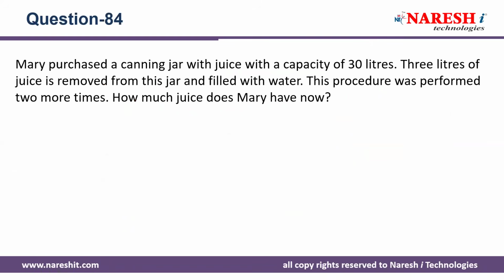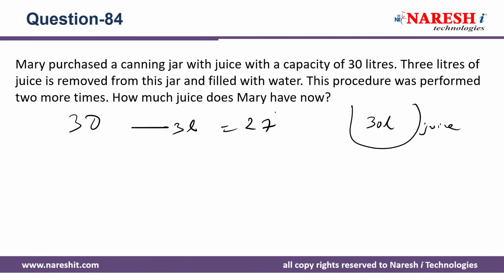Next. Mary purchased a canning jar with juice, with a capacity of 30 liters. So this jar has 30 liters capacity. 3 liters of juice has been removed from 30. 3 liters removed, remaining 27, and filled with water. Whenever they fill with water, they cannot change the quantity because the capacity cannot be changed. So again, they added 3 liters of water. This procedure was performed 2 more times.